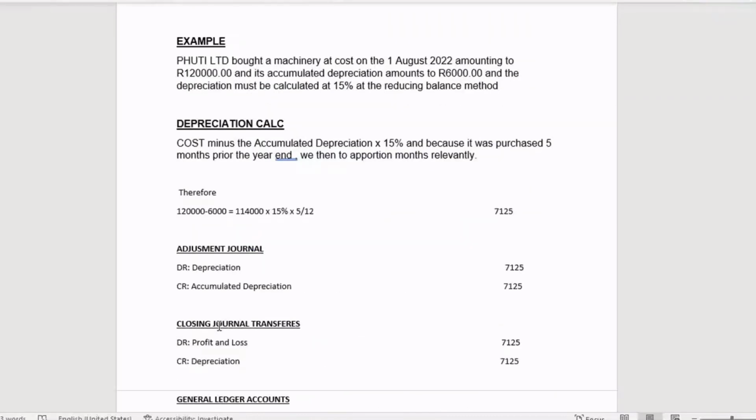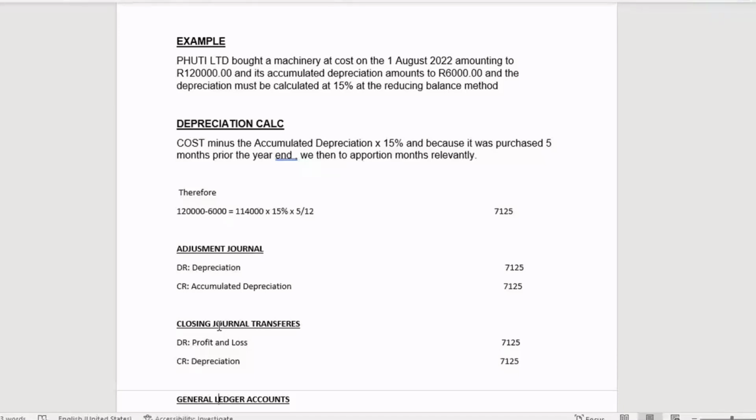One example would go as follows. Property Limited bought a machinery at a cost on the 1st of August 2022, amounting to 120,000 rand, and its accumulated depreciation amounted to 6,000 rand, and the depreciation must be calculated at 15% on the reducing balance method. Let's see how this has been worked.